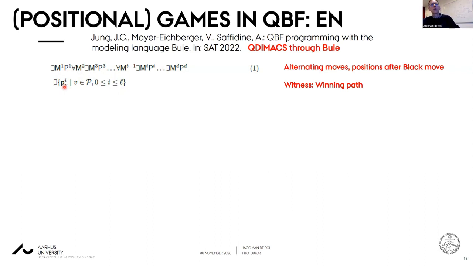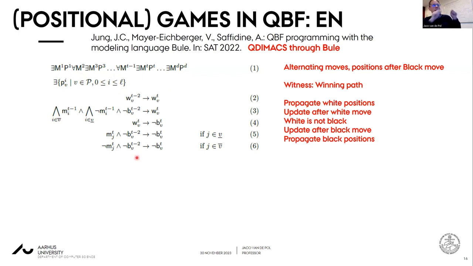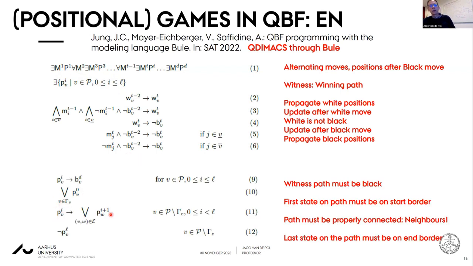And again, I will guide you quickly through all the formulas. These formulas say that the board is updated for all the moves. So you propagate the white and the black positions. And this part says, actually, you have a winning path. So this says, if number I on this path is true, then the next one should be a neighbor. So it should really be a path of neighbors on the board. And now everything is symbolic, and this is a relatively small formula in expressing Hex.